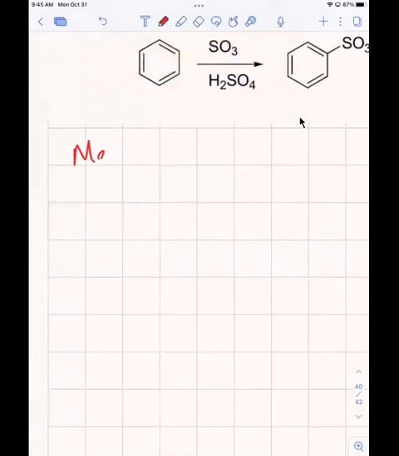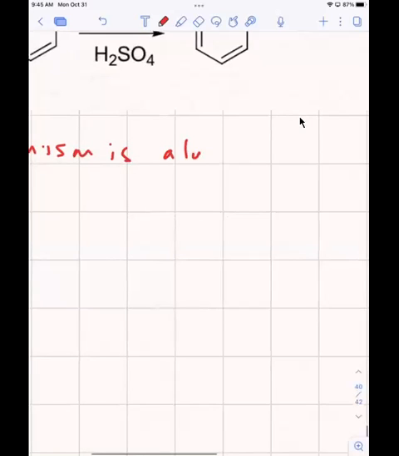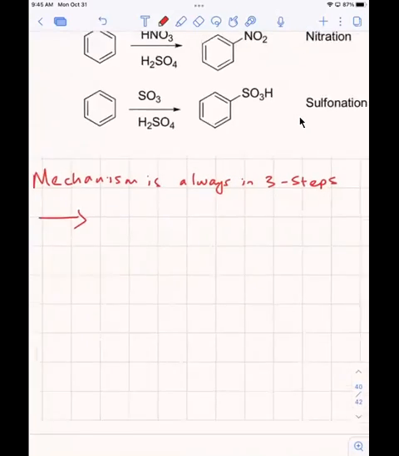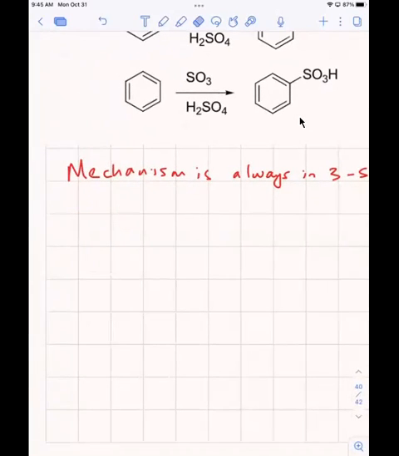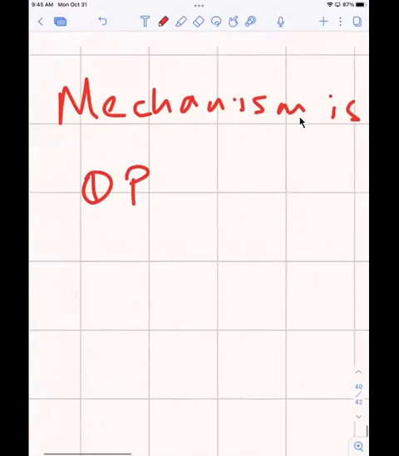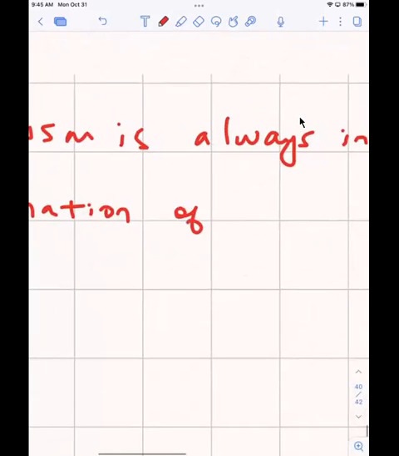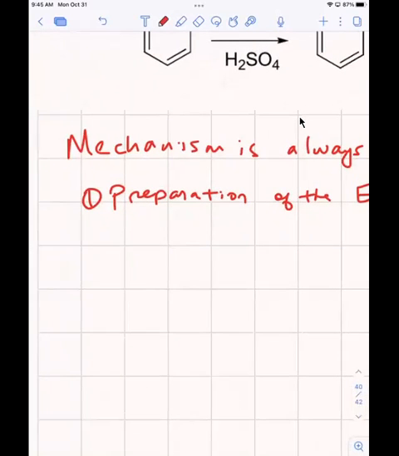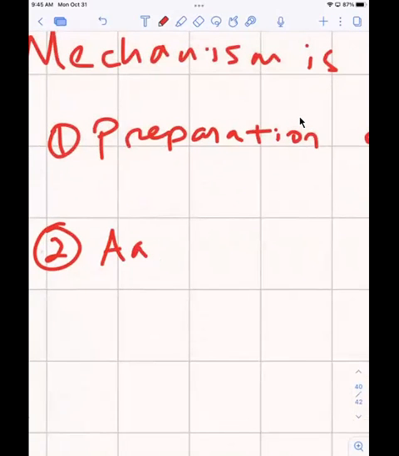So we'll write it out in words and then we'll show it with arrows. Always in 3 steps. The first step is always preparation of your electrophile. In this case, I'm going to go back and explain that. The second step is attack of the ring on the electrophile.